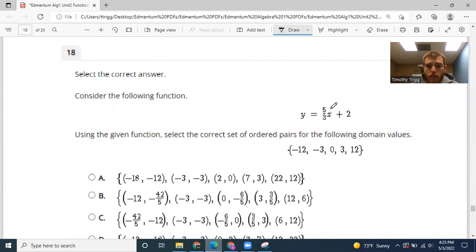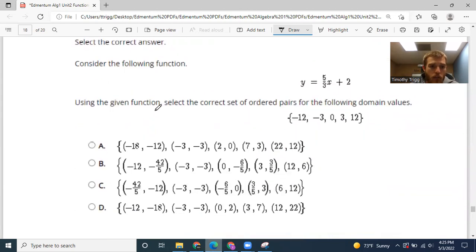Consider the following function. Using the given function, select the correct set of ordered pairs for the following domain values. What you're going to do is replace the X with each of these domain values. Remember, these are the inputs, the domain. Those are your X values. So I'll show you what it looks like when we plug in -12 here. I'm just going to replace X with -12. So for 5/3 X becomes 5/3 times -12, and it still has a +2 there.